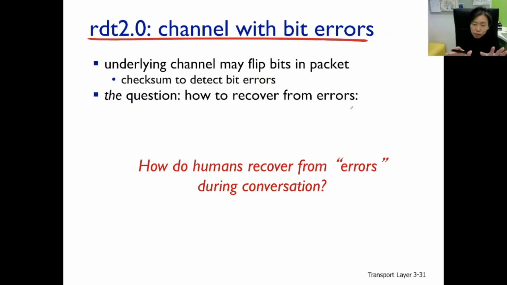Well, if you're thinking about how to do this in the computer in the transport layer, I'm sure that it's very hard. But think about this: how do humans recover from errors during conversation? Say, if Polly was trying to describe finite state machine and it sounded really fuzzy to you, what would you do?